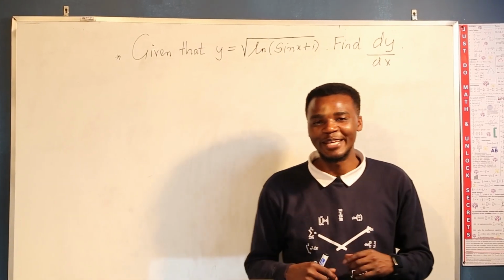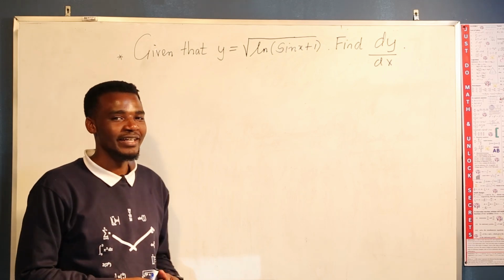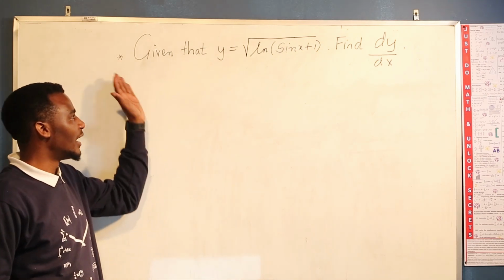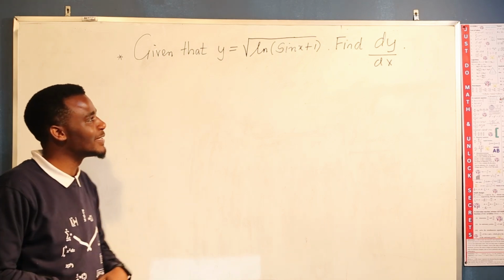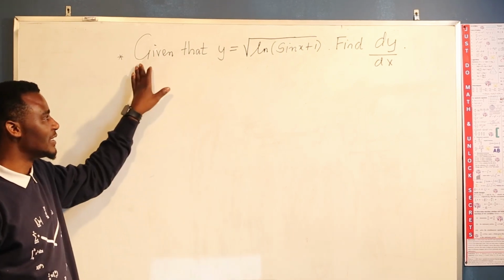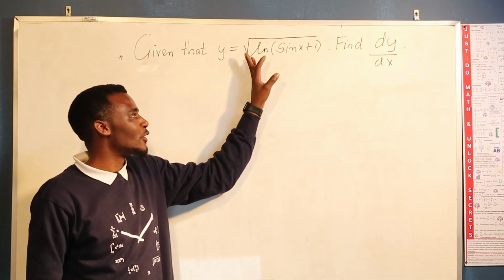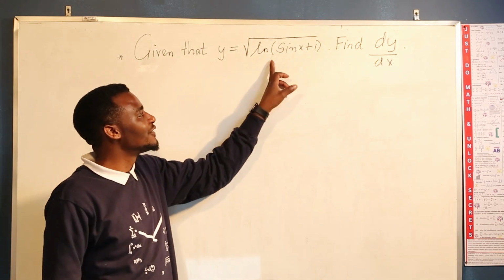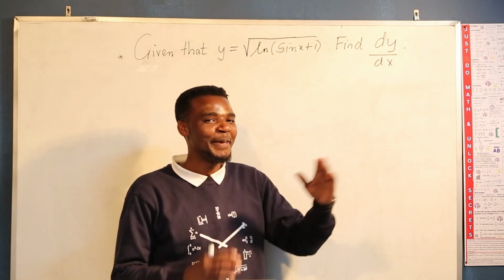Today we're going to take a closer look at one of the interesting problems in calculus. Here is a problem that I've bumped into while other students were complaining a lot about it. So here is the problem. It's written here on the board. Given that y is equal to the square root of ln of sine x plus 1, find dy/dx.